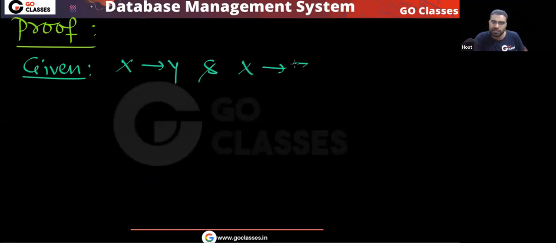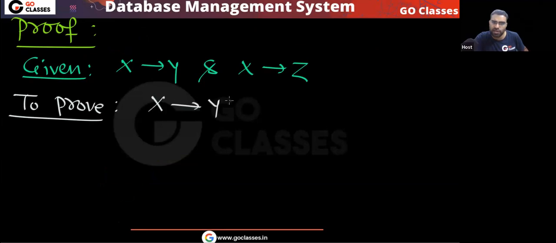So what is given to you? Take your copy and pen. These proofs are very interesting. First of all, what is given to you? It is given that X determines Y and X determines Z. And what do we need to prove? We need to prove that X determines YZ.